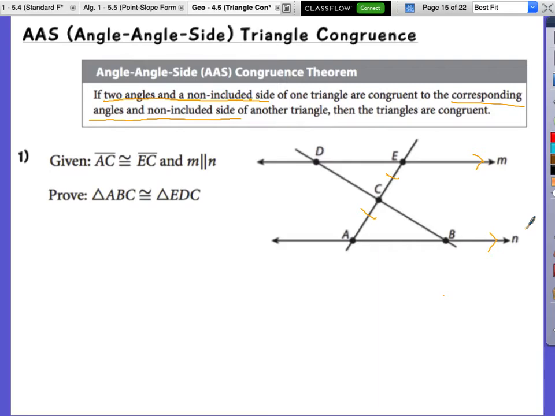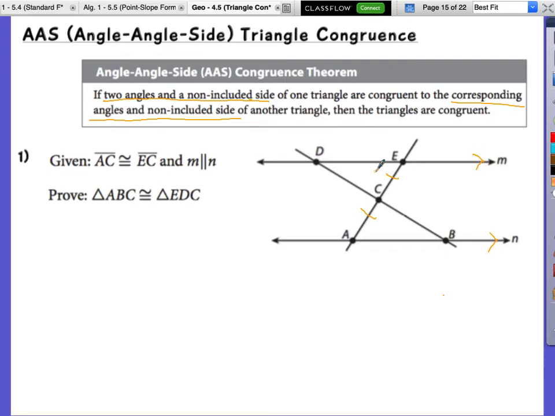We're trying to prove that triangle ABC, this bottom triangle we see here, is congruent to triangle EDC, this top triangle we see here. Well, these two lines are parallel, and they're cut by a transversal going this way, or by another transversal going this way, right? So what do we know about two parallel lines cut by a transversal? Think back to chapter 3. We know some different things about these angles.